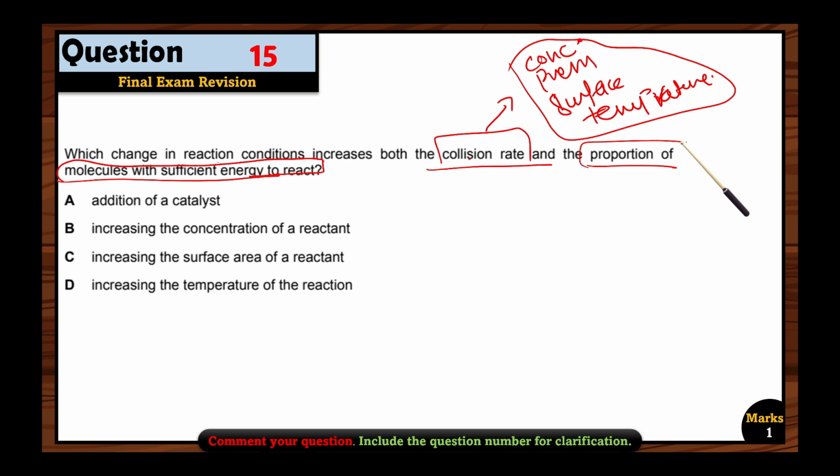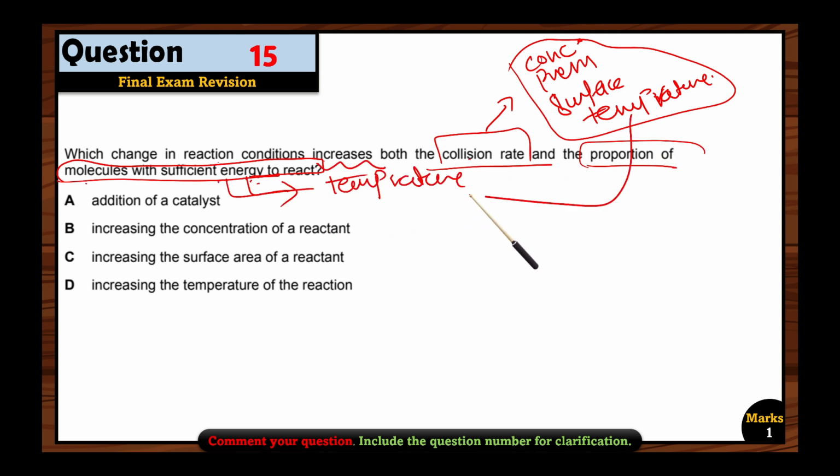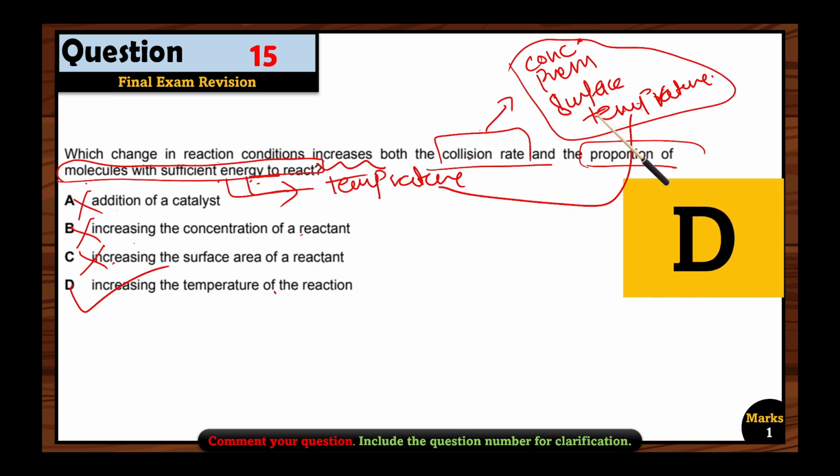But the proportion of the molecules with sufficient energy to react, if it increases, it's only the temperature that is responsible for that. So temperature is the only answer for this question. Addition of a catalyst, wrong. Increasing the concentration, wrong. Increasing the surface area of the reactant, wrong. Increasing the temperature of the reaction is the right answer, okay? Because it is fulfilling both the conditions. So that's why option D is the right option.